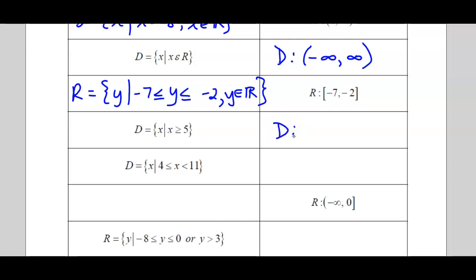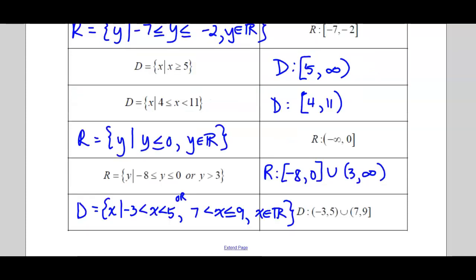Okay, so you finish, I'll give you a minute to finish the rest of those. Okay, so check those. You can use the word or a comma, kind of means the same thing in this last one.